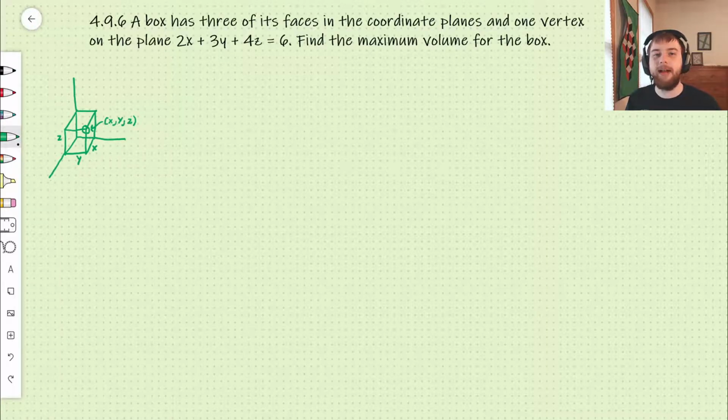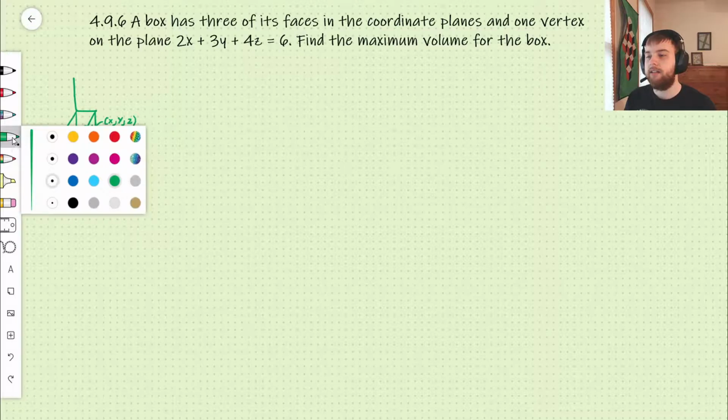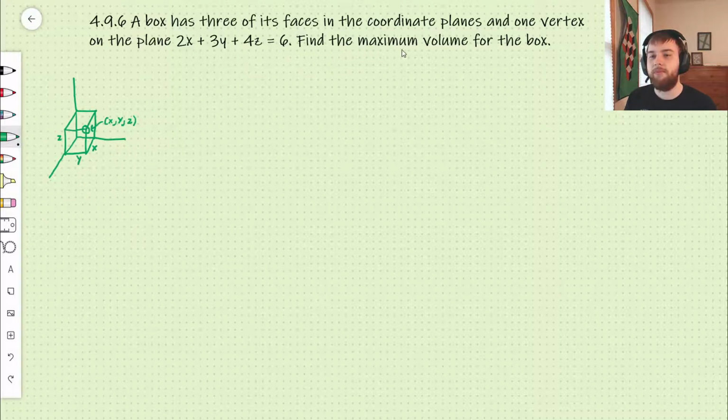Hello everybody, welcome back. Today we're going to be taking a look at a three variable optimization problem with a constraint. A box has three of its faces in the coordinate planes and one vertex on the plane with this equation here. We're supposed to find the maximum volume for the box.